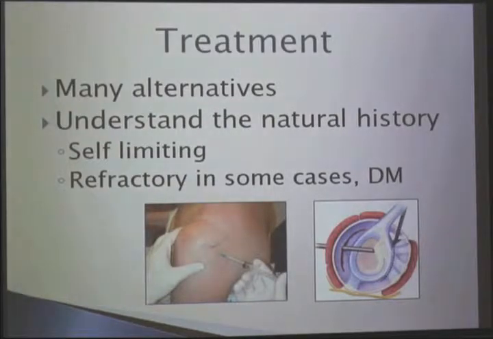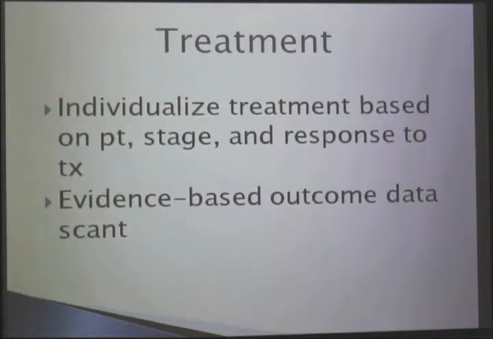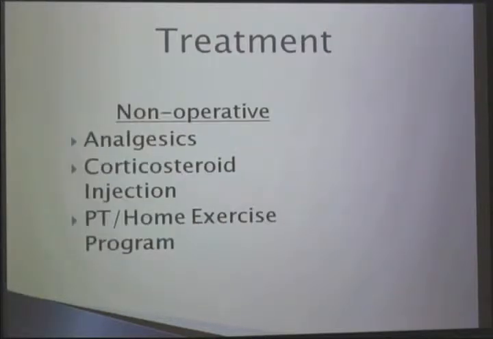There are a lot of treatment alternatives. The natural history, you have to know as a baseline, is self-limiting, but it is refractory for some patients, particularly those who are diabetics. So we individualize treatment based on the type of patient, the stage at which they present, the duration of their symptoms, the degree of their impairment, and how they've responded to the different strategies. Evidence-based outcome data is scant, which I suppose allows you to justify almost anything. But having done this for a long time, I think non-operative approaches are reasonable strategies that can help patients. Obviously, pain medications orally.